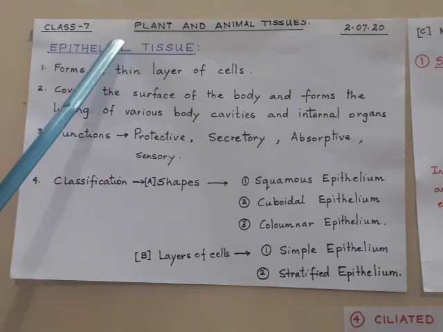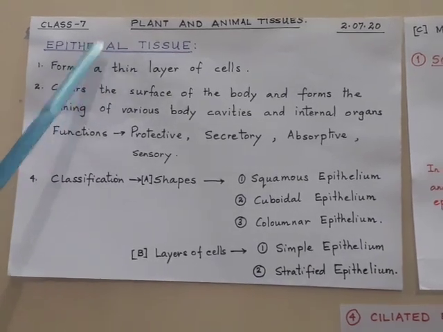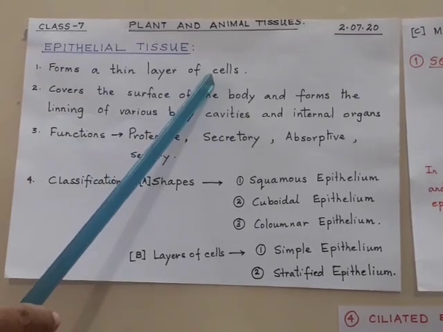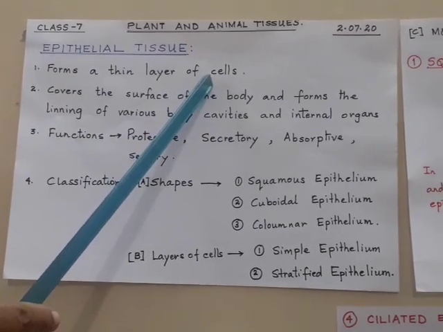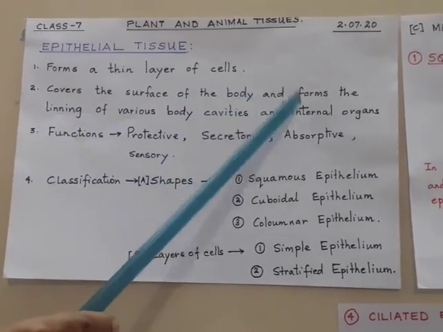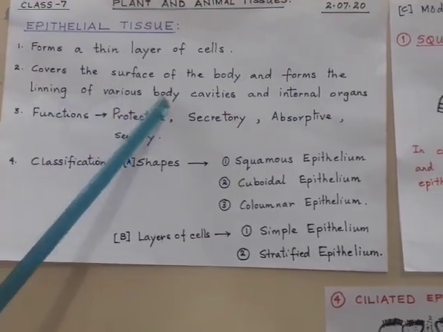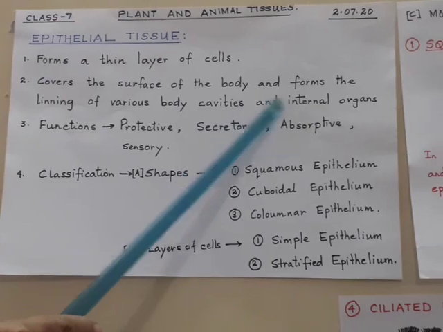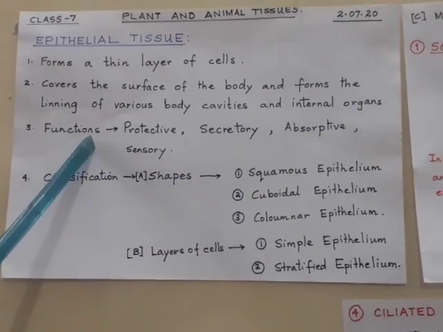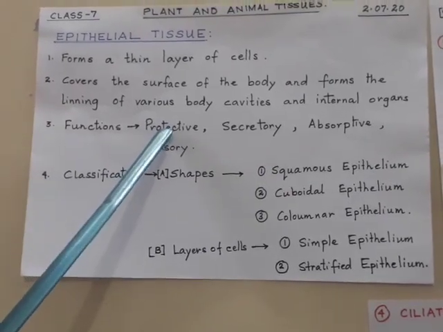Now, the characteristics of epithelial tissue: it forms a thin layer of cells. It covers the surface of the body and forms the lining of various body cavities and internal organs. Now, what is the function of the epithelial tissue? It is protective, secretory, absorptive, and even sensory.